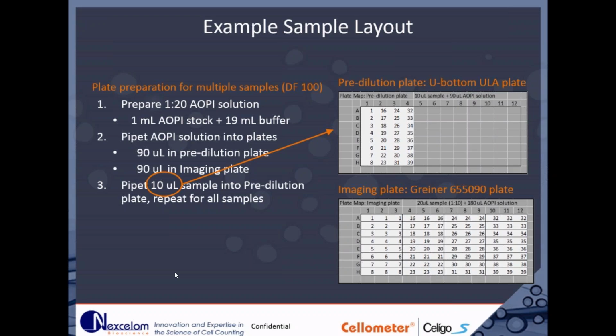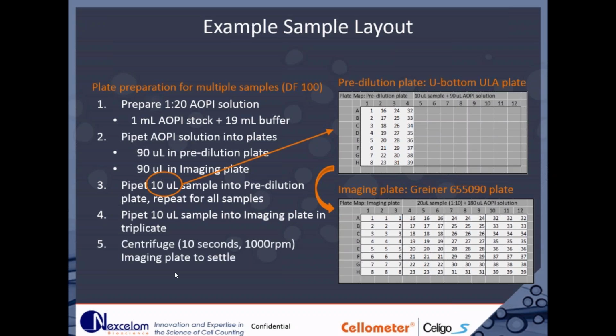So this is just a 10-fold dilution in the pre-dilution plate. Then you're going to take 10 microliters out of this pre-dilution plate and pipette it into the imaging plate below. And we're going to do that in triplicates. So you can see sample 1 is pipetted 3 times in wells A1, A2, and A3. So you get a triplicate.